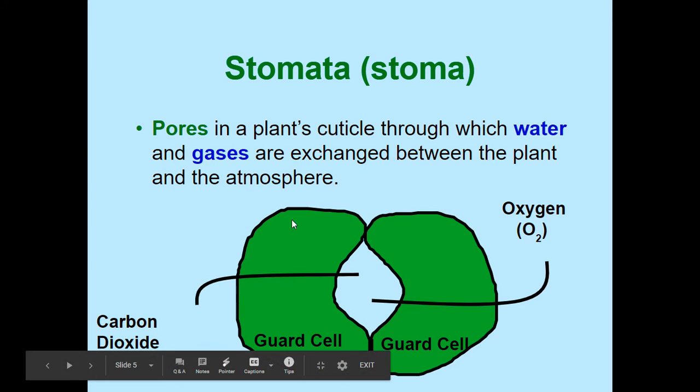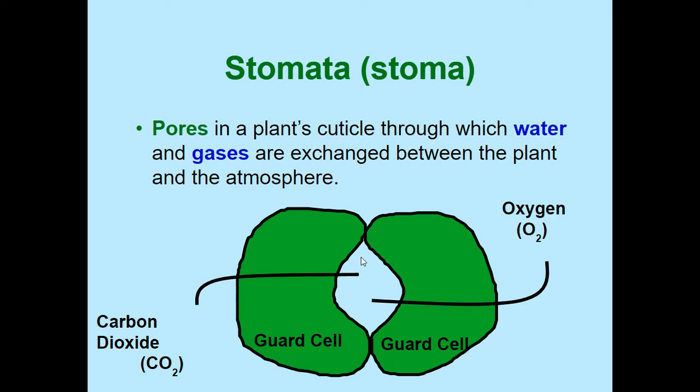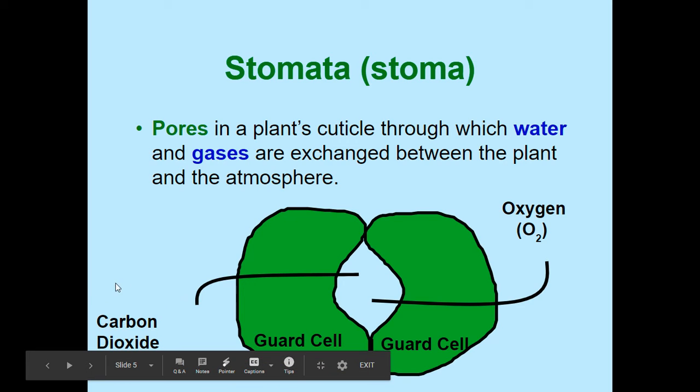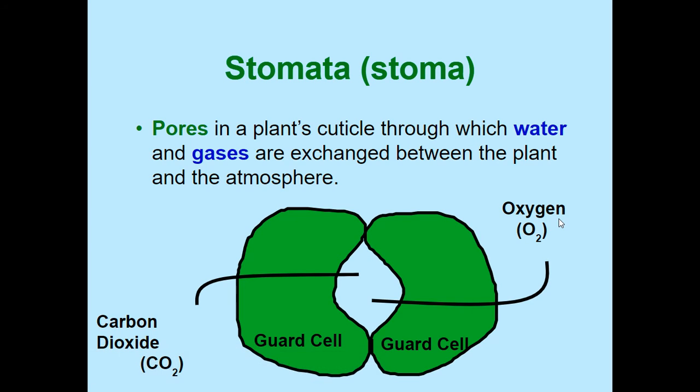So along with carbon dioxide, water vapor can also go through here, because water vapor, when water's in the air as vapor, it's a gas. Okay. So these are basically like little mouths or pores that suck in air and water, specifically suck in carbon dioxide, and it spits out or breathes out oxygen. Okay?